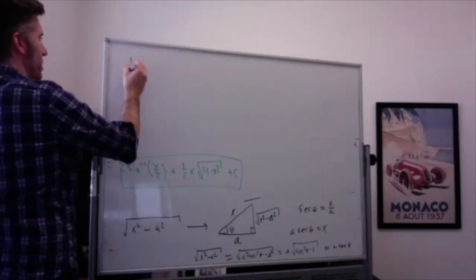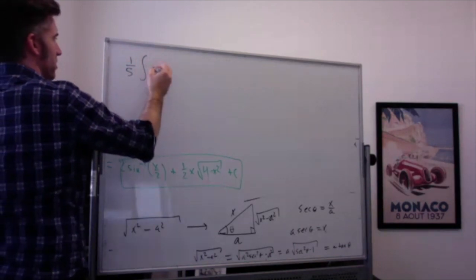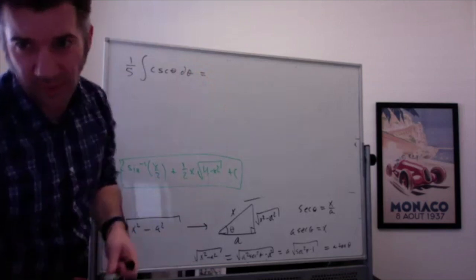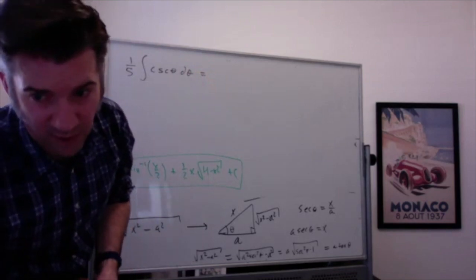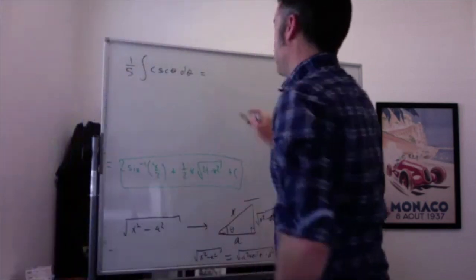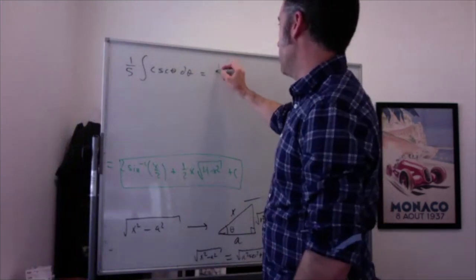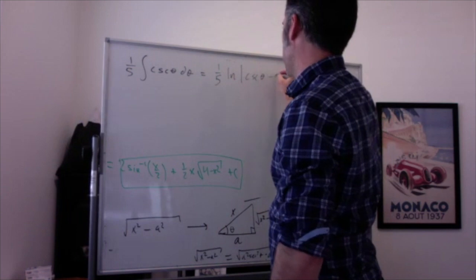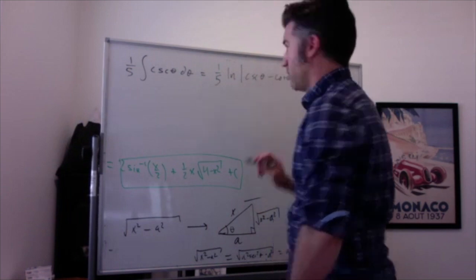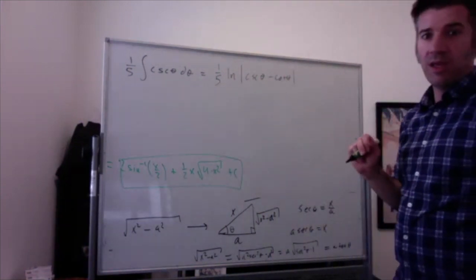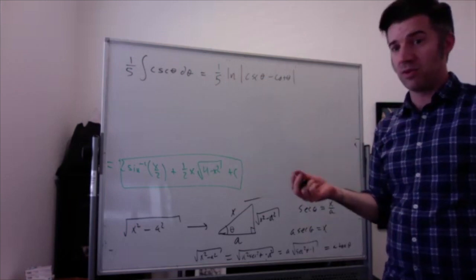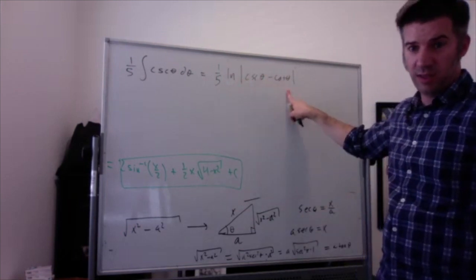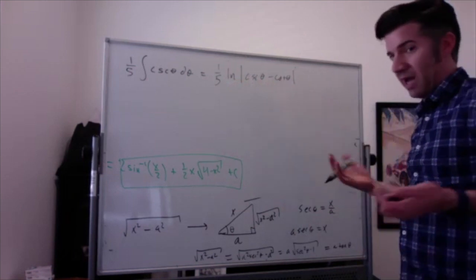The integral of cosecant is, there's actually two different ways of writing it. I am partial to writing it as the positive natural log of cosecant theta minus cotangent theta in absolute value. It is equivalently equal to the negative natural log of cosecant theta plus cotangent theta. Either form was fine.